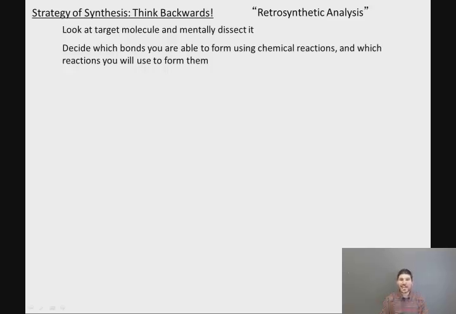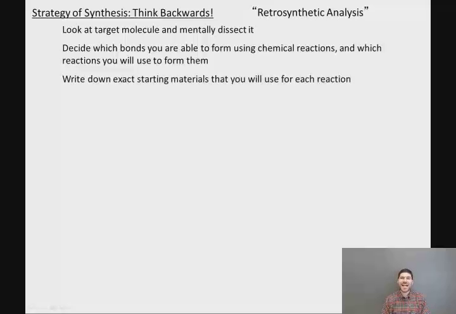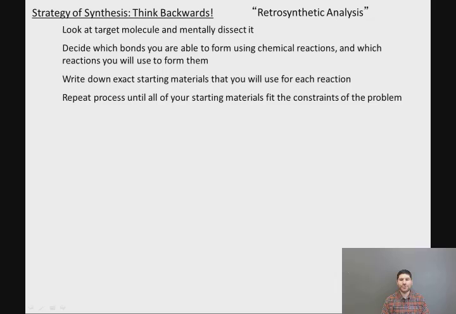Once you've mentally dissected it, you can decide which bonds you're able to form using chemical reactions and which reactions you will use to form them. Next thing you need to do is write down the exact starting materials that you will use for each reaction, and then you repeat this strategic process until all of your starting materials fit the constraints of the problem. So in real life, the constraints of the problem is that your starting materials are commercially available in large enough quantities for a low enough price that it is practical to use them as starting materials.